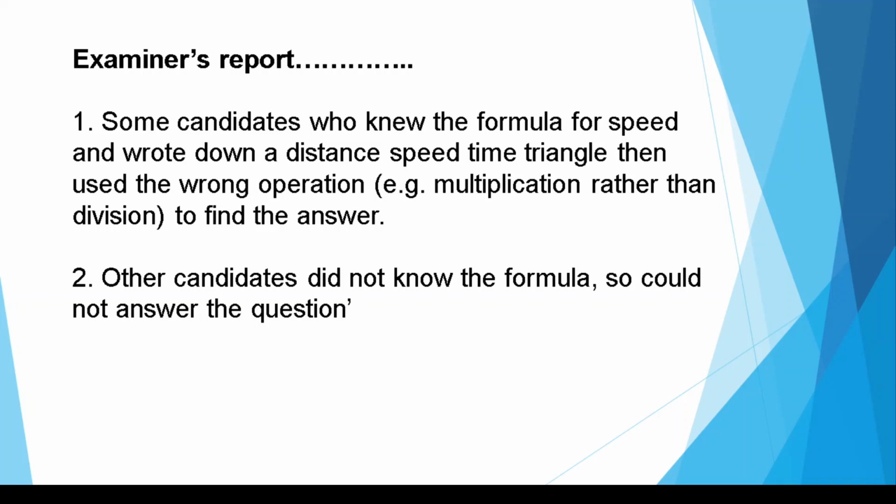Now, a few quotes from examiners in the past. One is that some candidates knew the formula for speed and wrote down the distance, speed, time triangle, then used the wrong operations. So multiplication rather than division to find the answer, or division rather than multiplication. The second mistake that students make is that candidates do not know the formula, so could not answer the question. So it's important for us to remember that triangle.